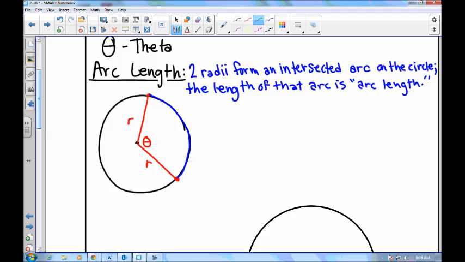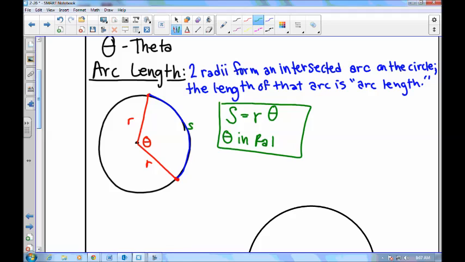The formula to find the length is S. S is what we use for the arc length, equals R times theta. However, there's one catch with this formula. Theta must always be in radians. It doesn't work in degrees. So if you're given a degree, you have to convert it to a radian. Theta has to be in radians.